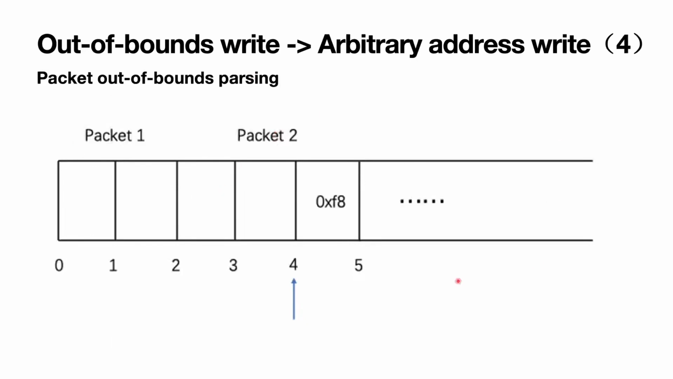Let's look at this picture. Packet 1 is 2 bytes. The function used for passing assumes that each packet is at least 4 bytes. So it will be passed out of bounds to packet 2. The len 0xf8 in packet 2 is regarded as one of the fields in packet 1. And finally, we avoid a crash and achieve arbitrary address write in the meantime.